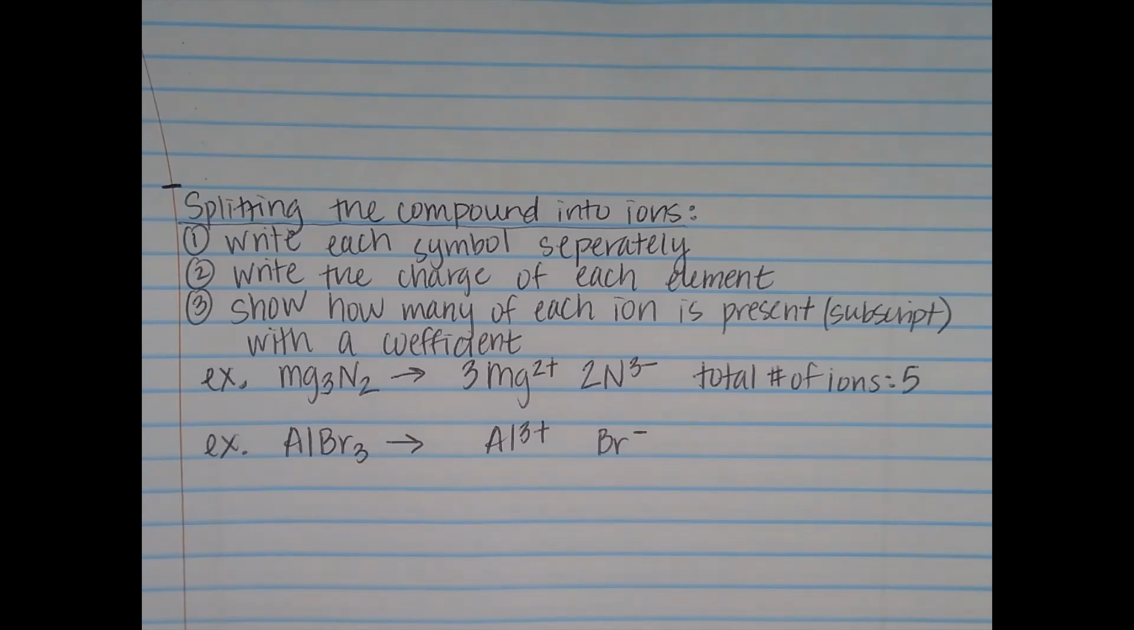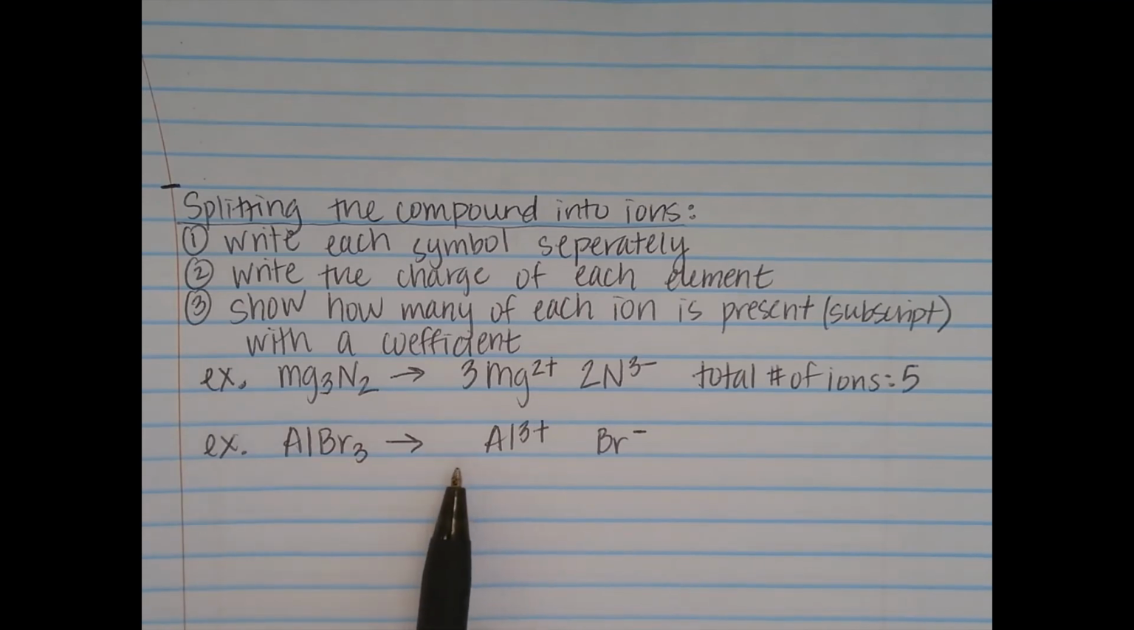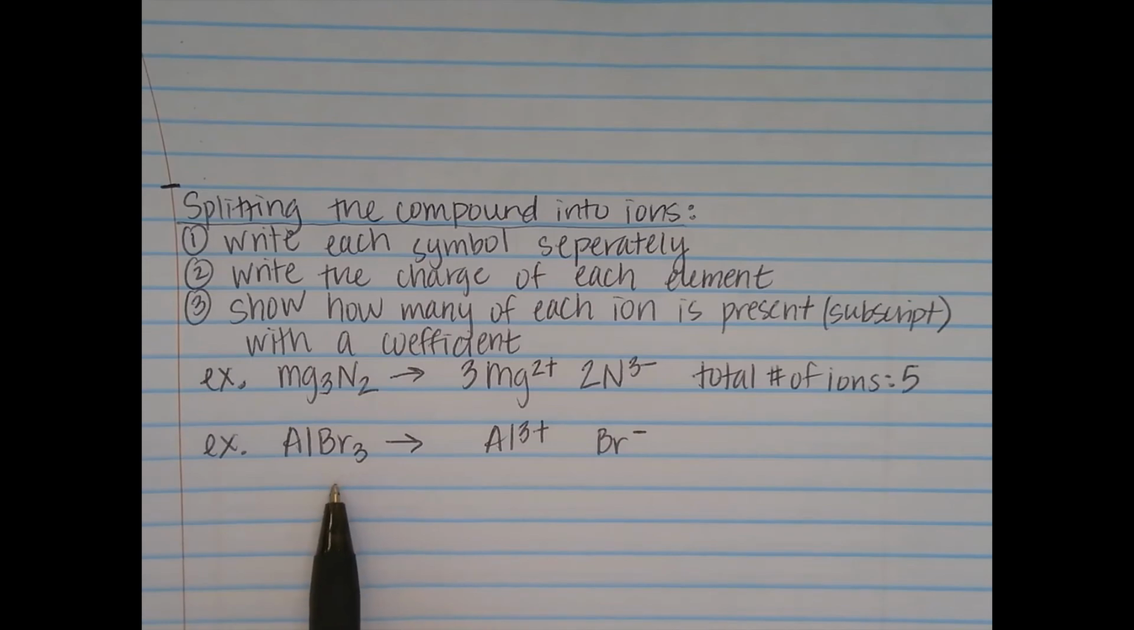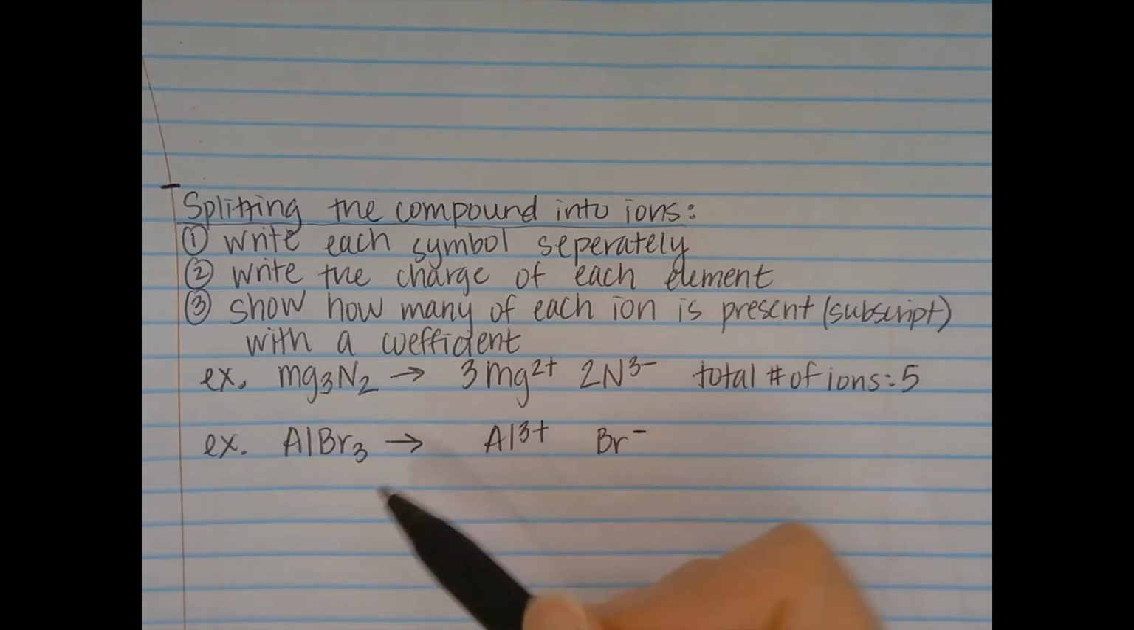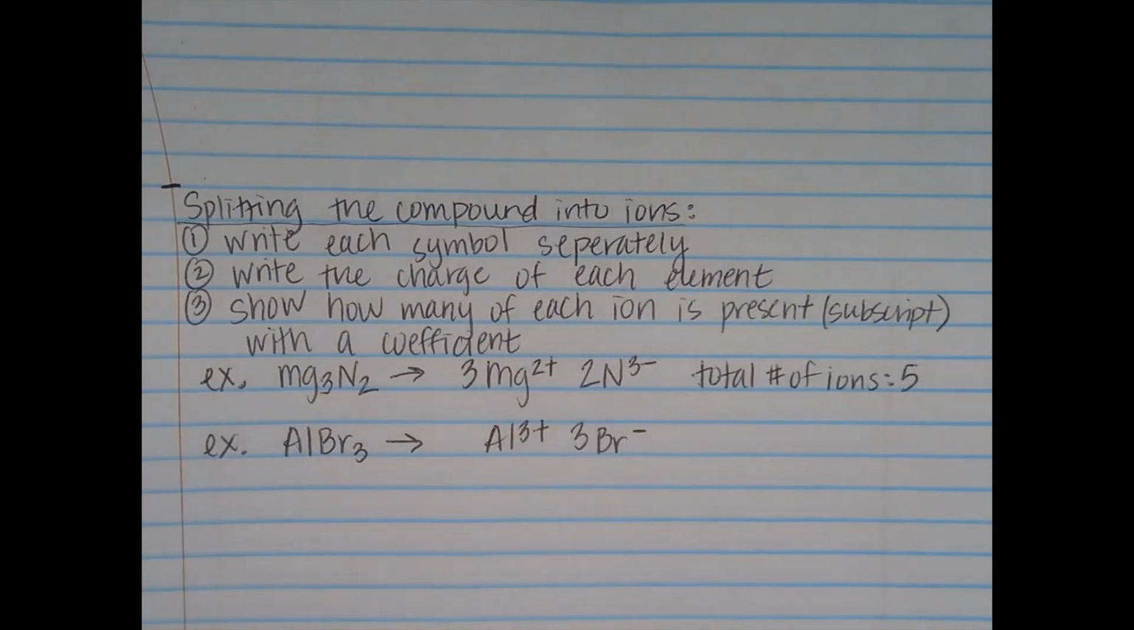Okay, then step 3, show how many of each ion is present with a coefficient. Well, in this compound, how many aluminums are there? There's just 1. Is there a subscript here? So that means there's only 1 of them, right? So just like in math, do you have to write 1x? No. So we don't write the coefficient 1 because if you wrote it, that means that there must be at least one. But how many bromides are there? 3. Okay, so this 3 as a subscript tells us that there are 3 bromide ions.